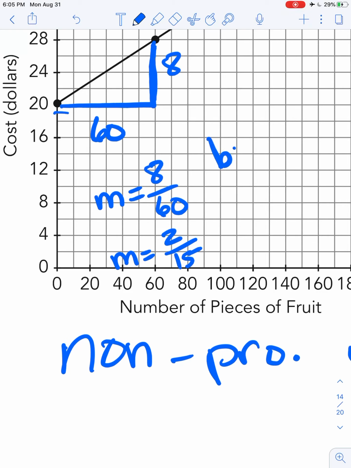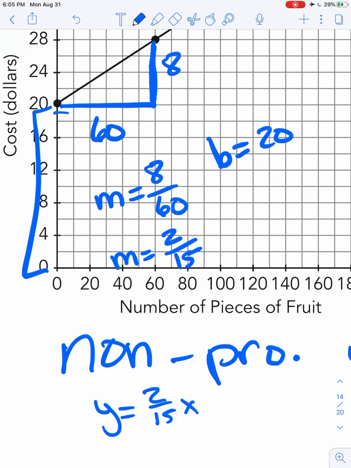Now the b value, how far away is this from the 0, 0? It's 20 away. So that means my equation is going to be y equals 2/15 x plus 20.